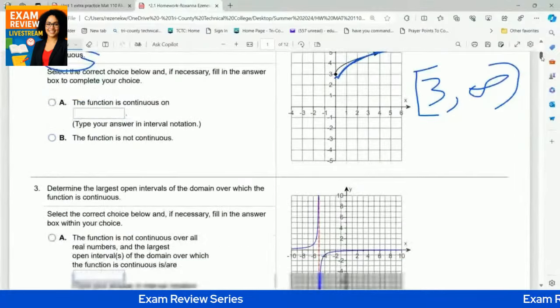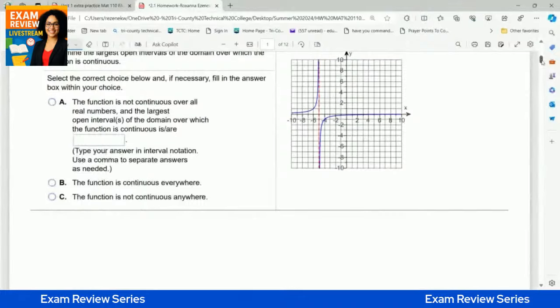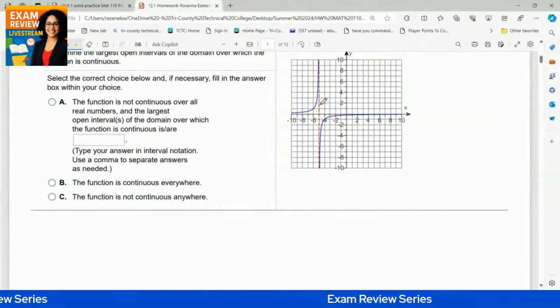This kind of question wants you to know that there is a discontinuous point here, a point of discontinuity. The reason there's a line here is that it's a vertical asymptote. So you have to identify that the point of discontinuity is actually a vertical asymptote.